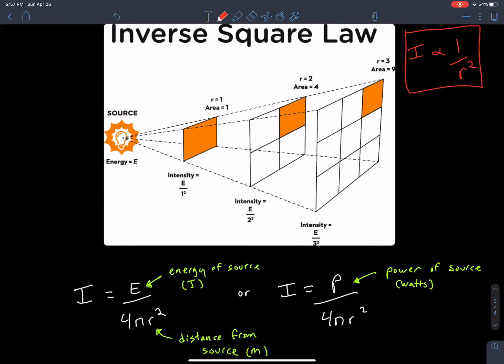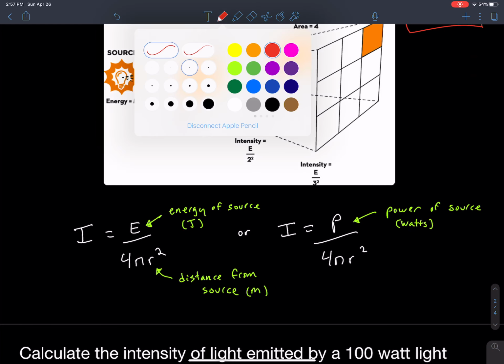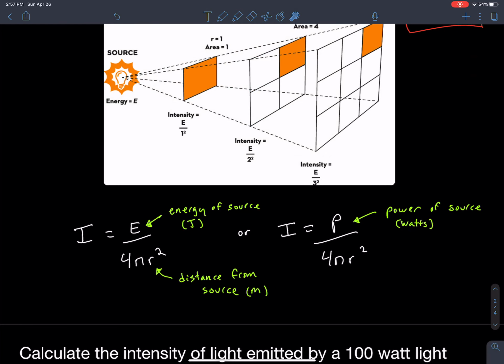All right, so the actual formula for intensity is right here. This is when I look at it in terms of energy, but let's take a look in terms of watts per meter squared. The intensity is equal to whatever your source energy or source power is, divided by 4 pi r squared. Now where 4 pi r squared comes from, that is the surface area of a sphere.